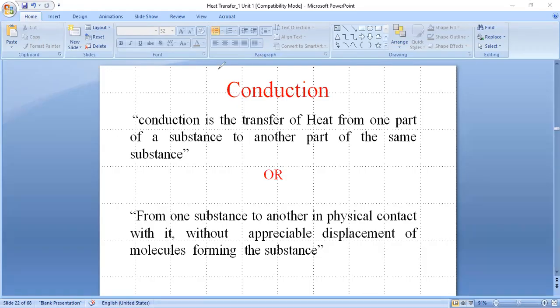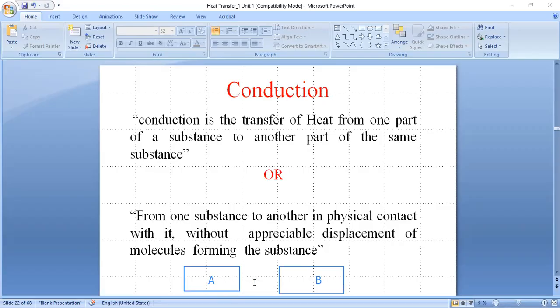See here, this is body A and this is body B. Body A has a temperature of 50 degrees Celsius, and body B has a temperature of 30 degrees Celsius.